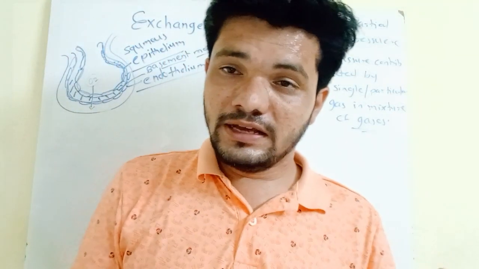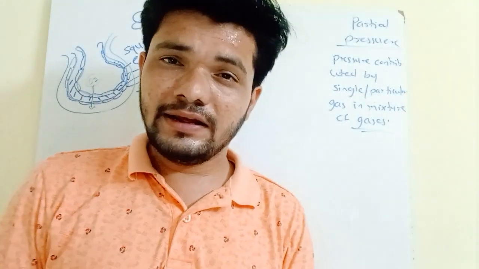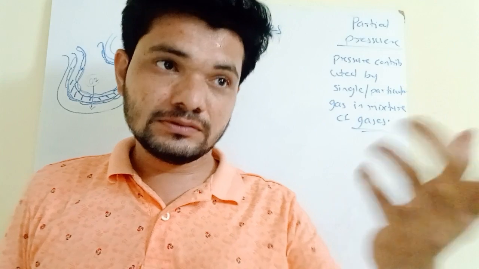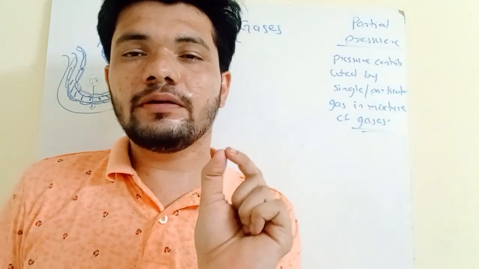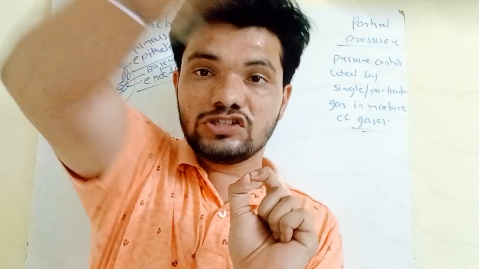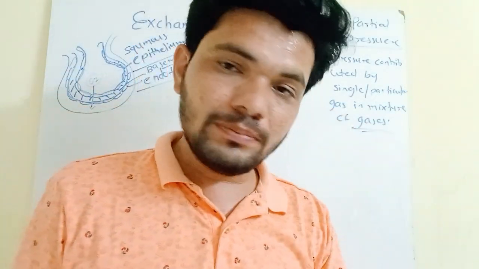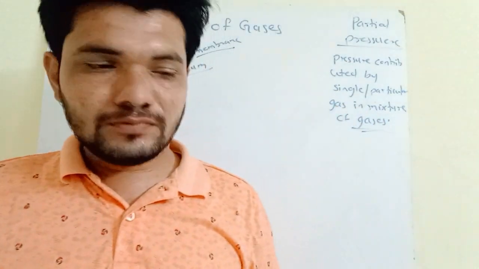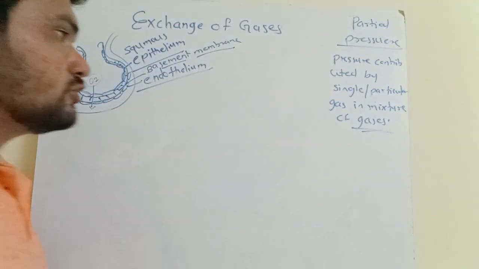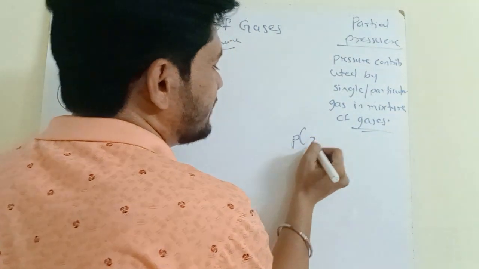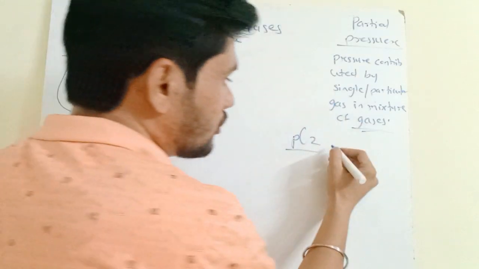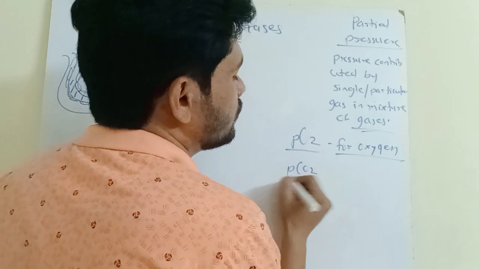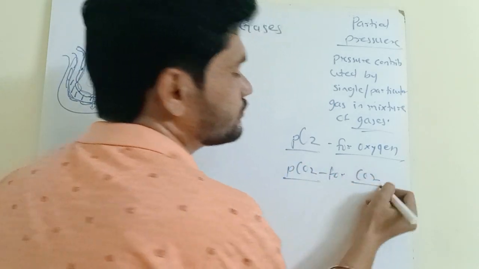Suppose this is a room. In this room there is a lot of air, and in this air there are many gases. Let's take oxygen. The pressure contributed by only oxygen in the mixture of gases is the partial pressure of oxygen. And the pressure contributed by CO2 is the partial pressure of CO2. So we write PO2 for the partial pressure of oxygen, and we write PCO2 for the partial pressure of CO2.